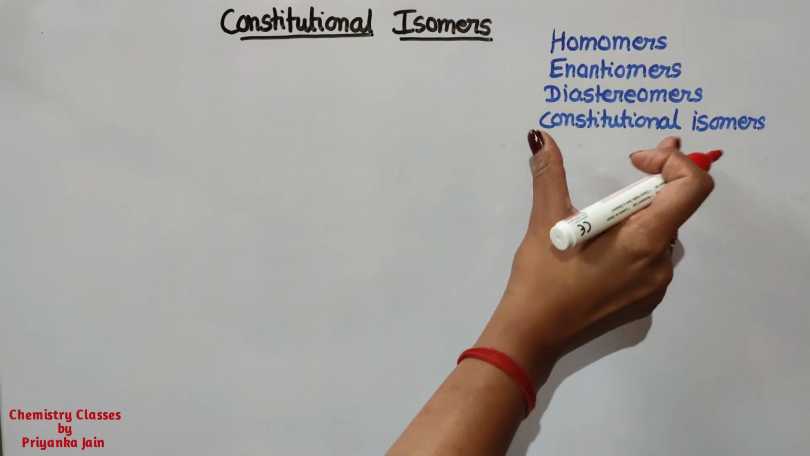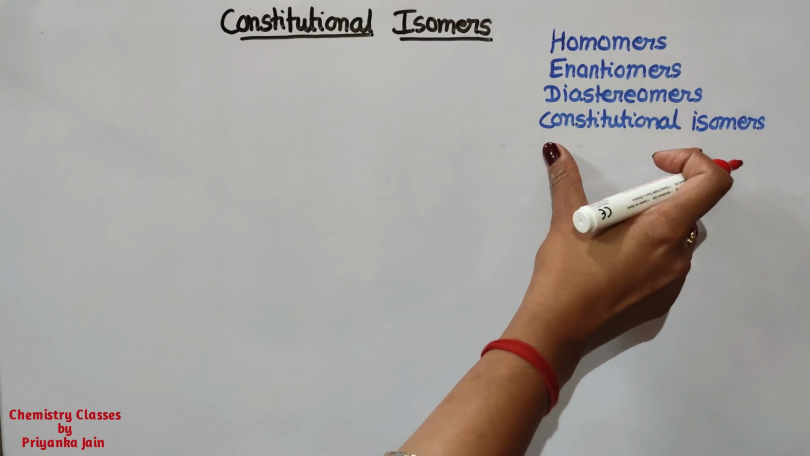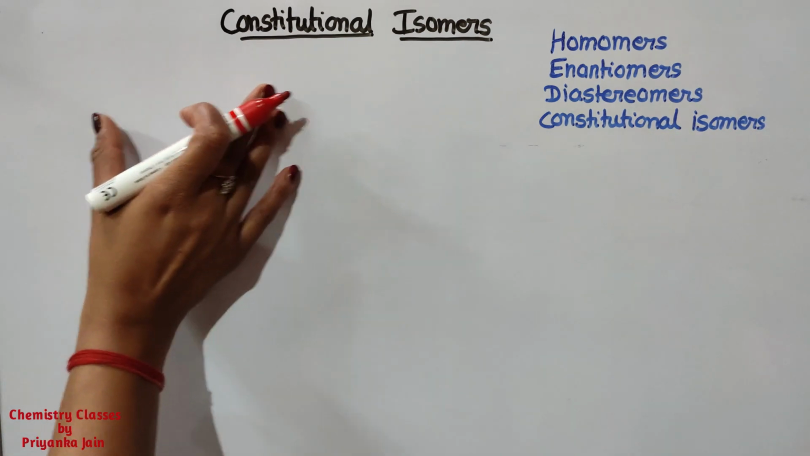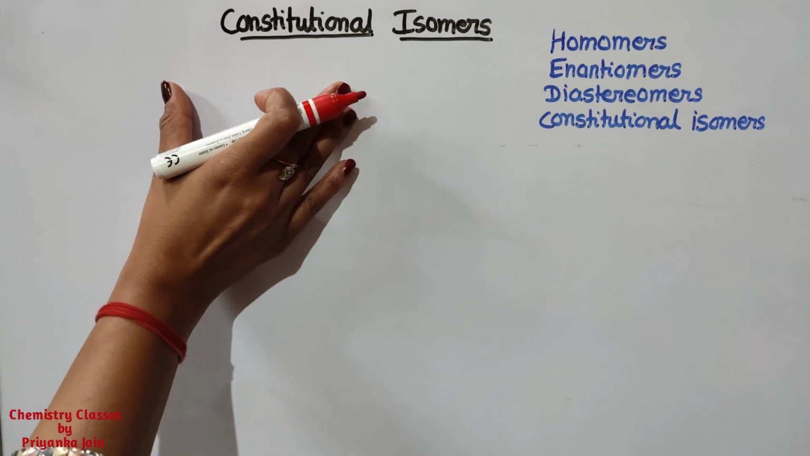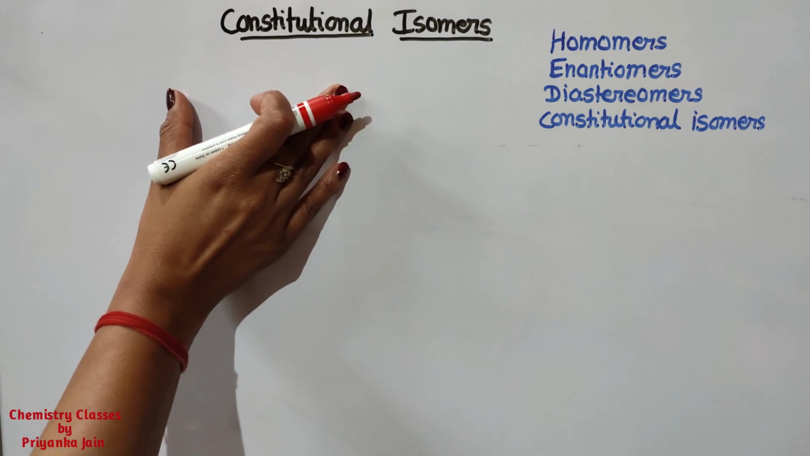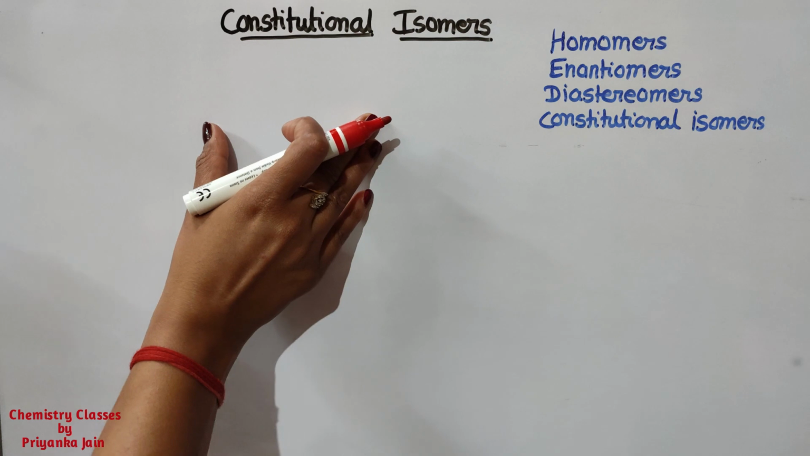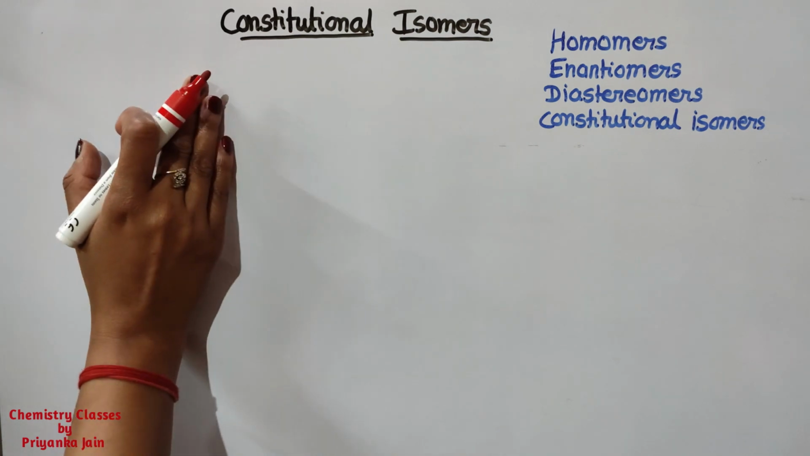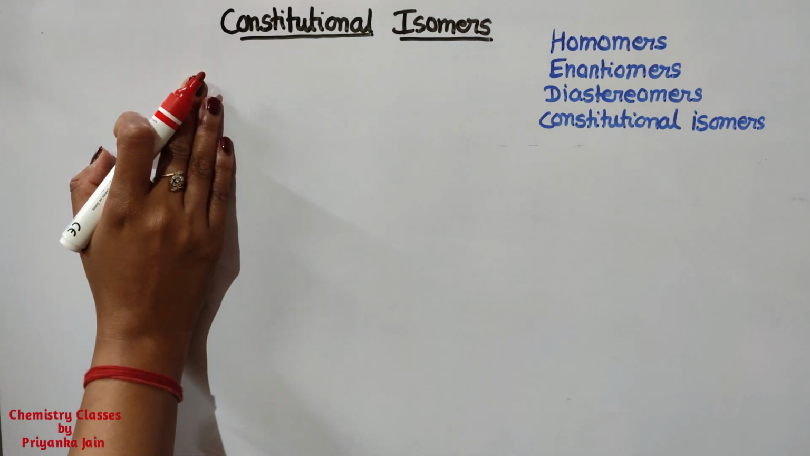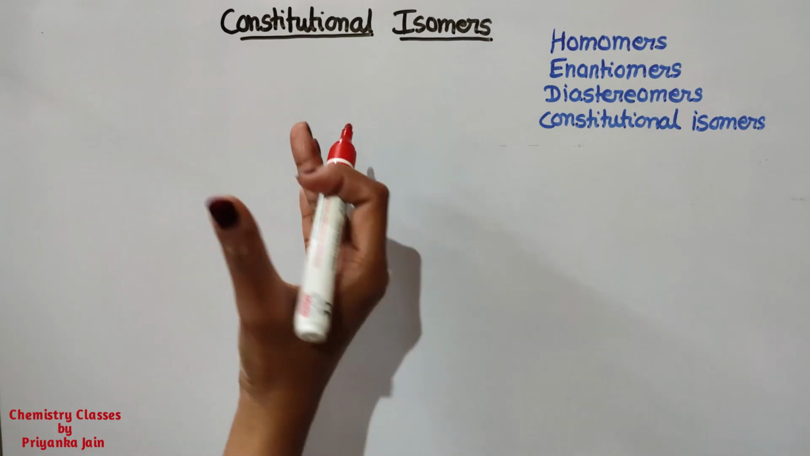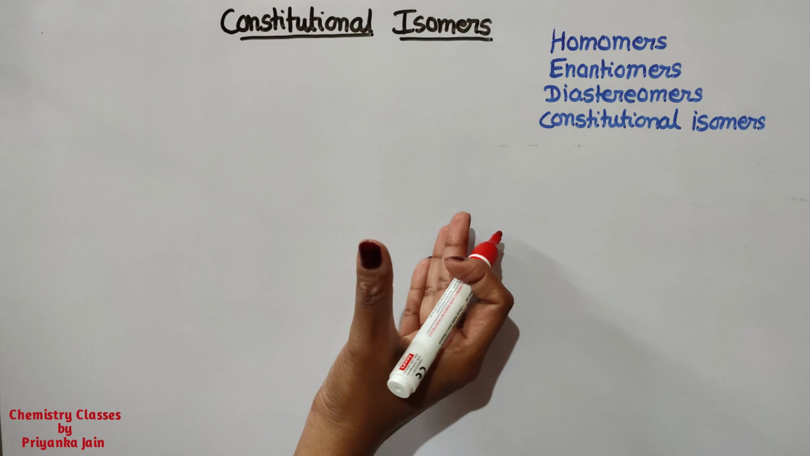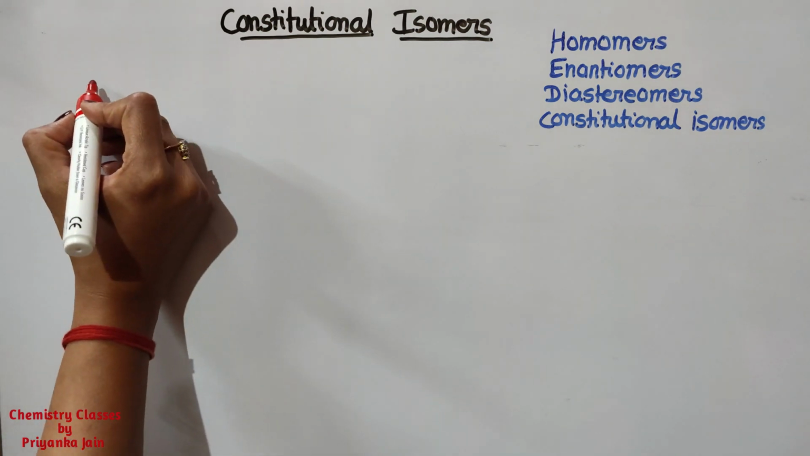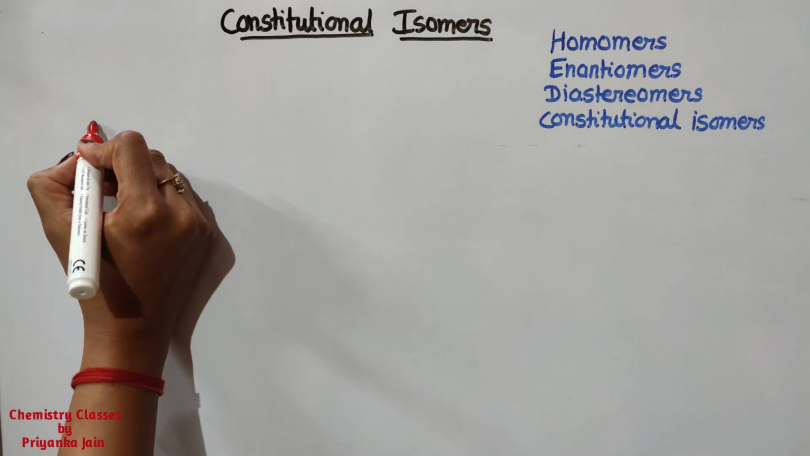Now the next thing is the constitutional isomers. Constitutional isomers means when the connectivity of the group is different in 2 different molecules. Suppose the chlorine is attached to C2 carbon in one molecule and to the C3 carbon atom in the another molecule, then these are called the constitutional isomers. Okay, suppose I am giving you one example, you can see here.